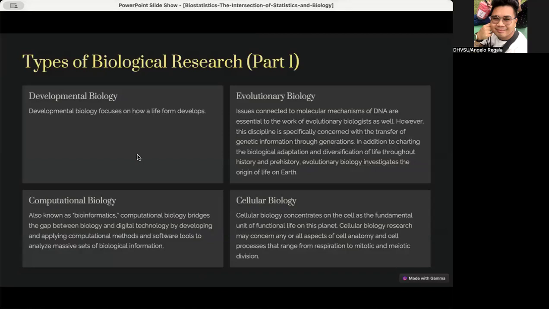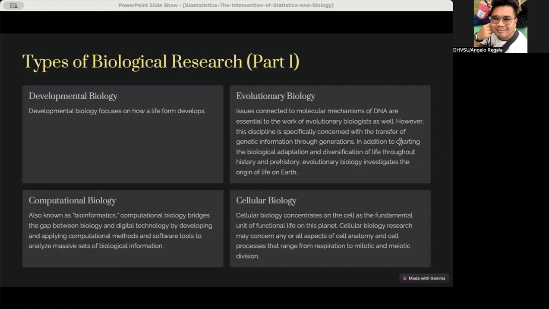The next one is evolutionary biology. Issues connected to molecular mechanisms of DNA are some of the essential work when we talk about evolutionary biologists. However, this discipline is specifically concerned with the transfer of genetic information through generations. How are traits transferred from one generation to another? How do animals evolve? That's what we're dealing with in evolutionary biology.